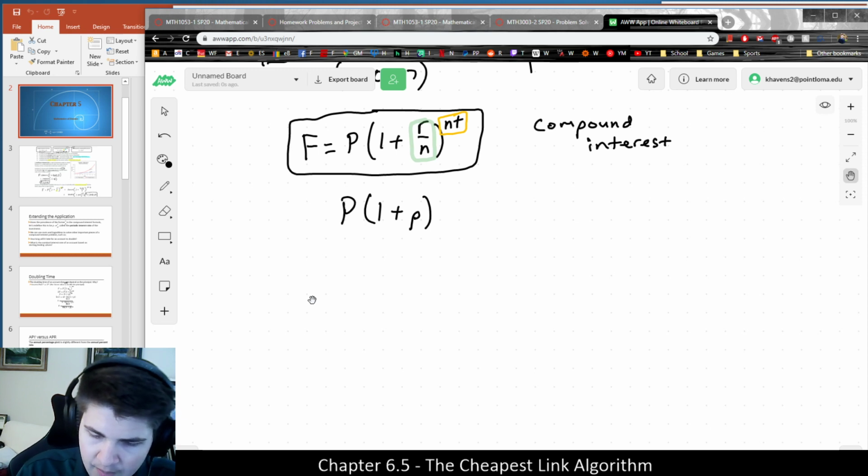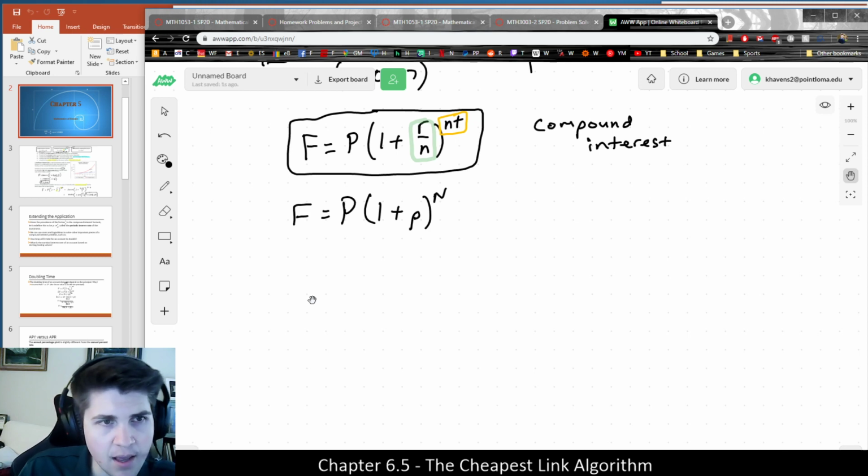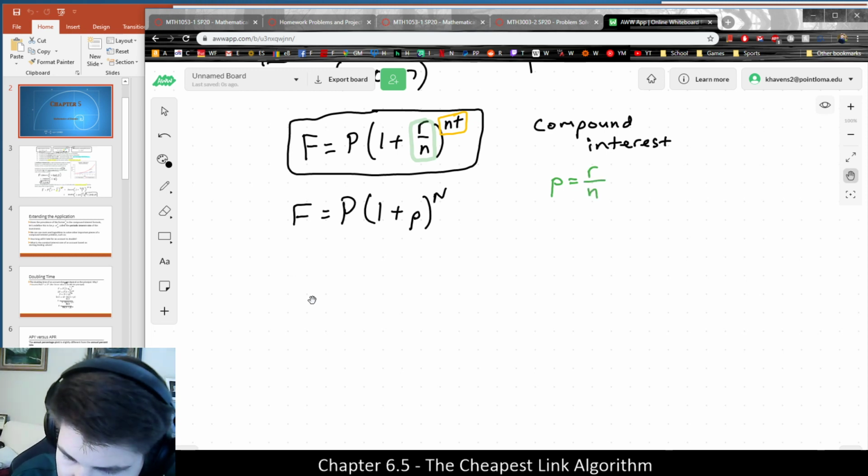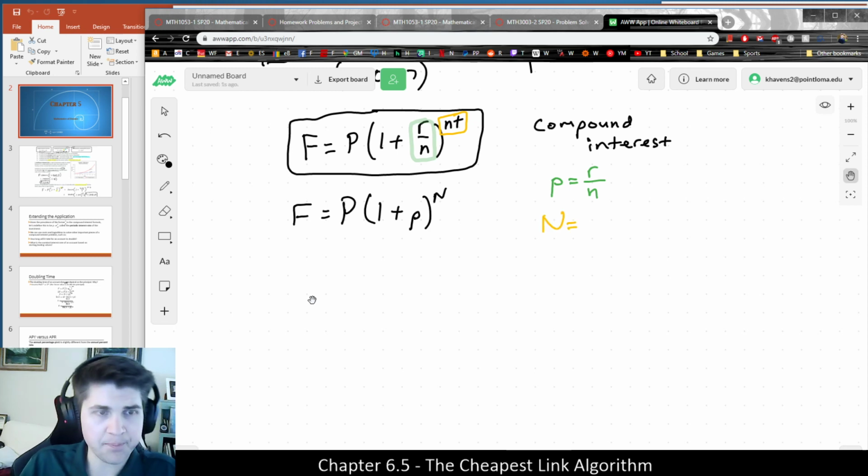And all compound interest formulas, I'll be presenting them like this from here on out. But it's always given the same assumption that p is equal to r over n. And this is all in the packet as well. So little p is equal to r over n. And then capital N is equal to lowercase n times t.